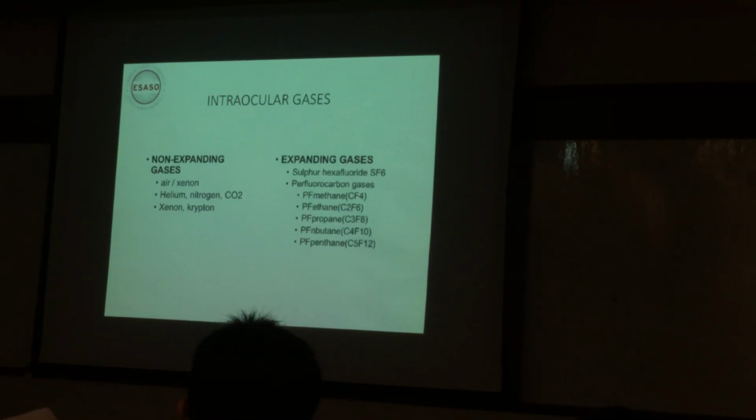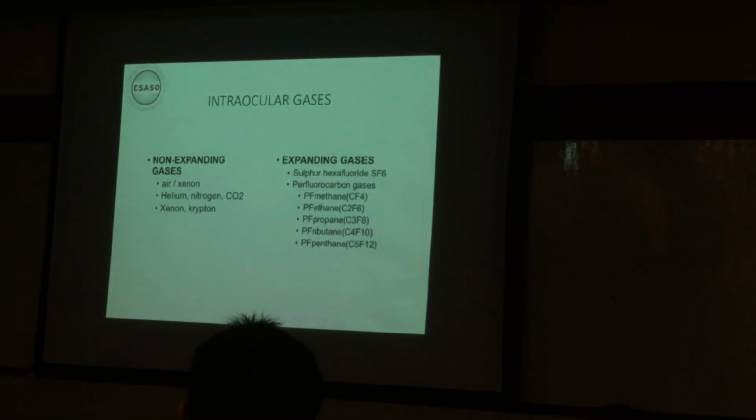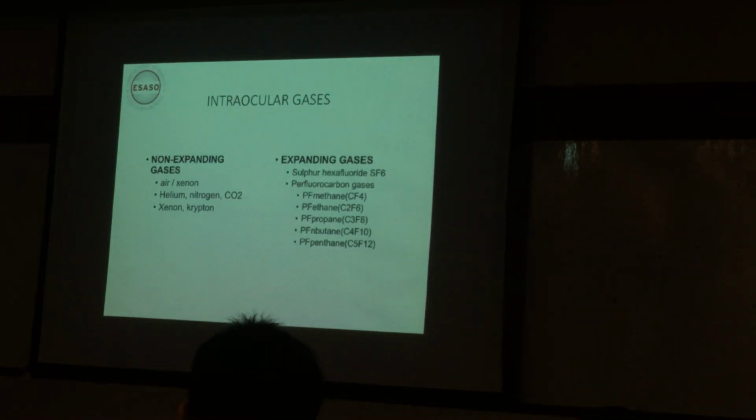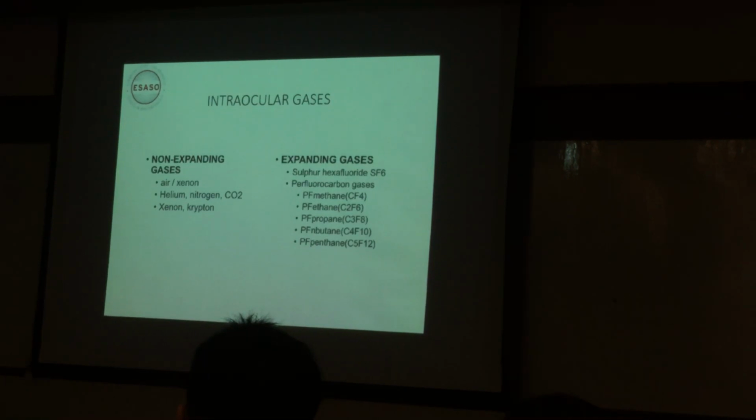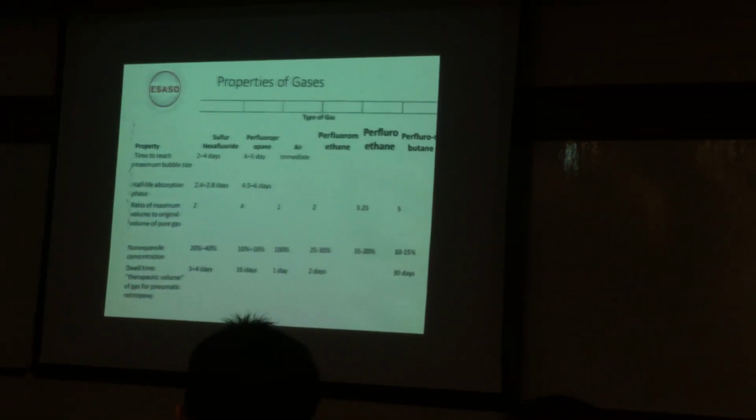So there are two types of gases that can be used: the non-expanding gases as well as the expanding. As far as non-expanding, most of us just rely on air. It's difficult to get the other gases in a pure state to be used in the eye, but commercially available expanding gases are definitely available, and there are only two classes: sulfur hexafluoride or the perfluorocarbon gases, of which perfluoroethane and perfluoropropane are probably the two most available commercially for eye use.